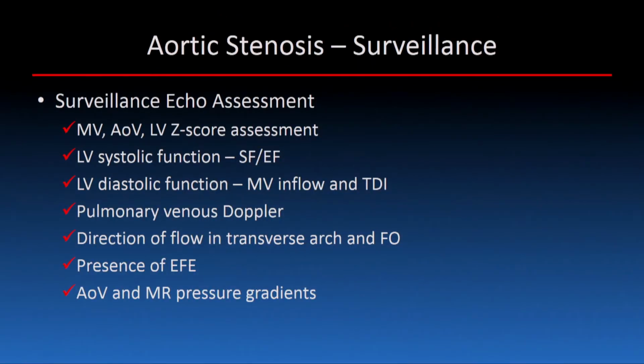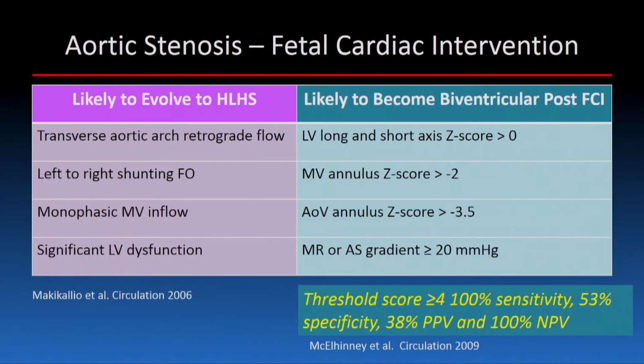So when we see a patient with aortic stenosis, we want to be looking at multiple factors: the mitral and aortic valve Z-scores, systolic function, diastolic function as well by those parameters, and looking also at pulmonary venous Doppler patterns, the direction of the flow in the transverse arch and the foramen ovale, presence of EFE, and then looking at the aortic valve and mitral regurgitation pressure gradients.